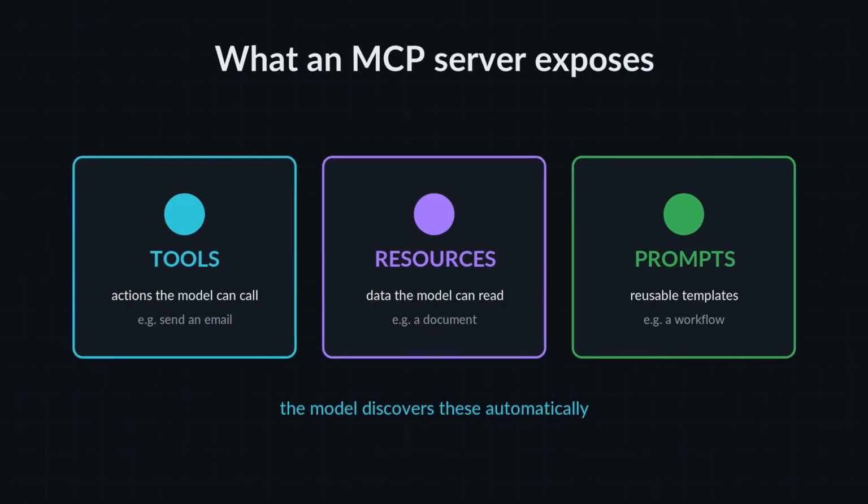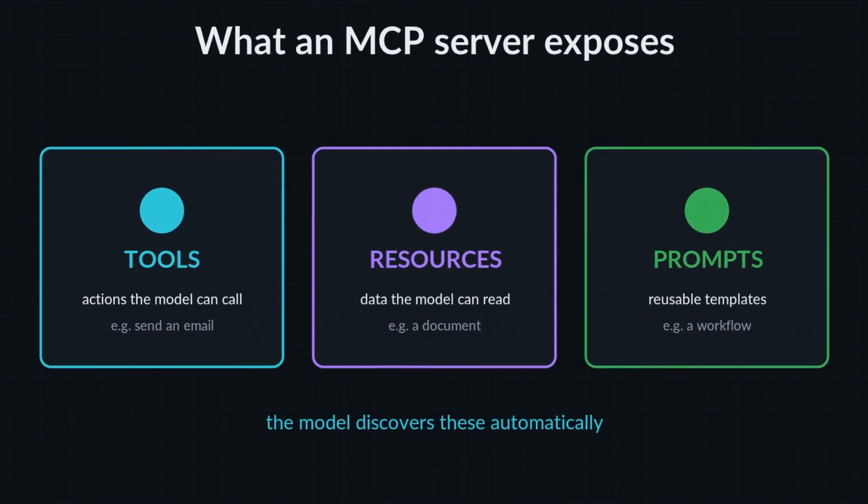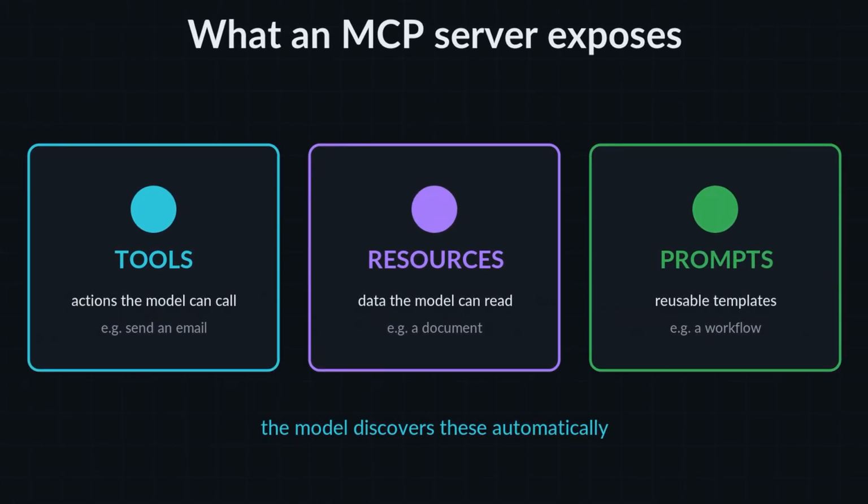An MCP server can offer three things: tools, actions the model can call, like sending an email; resources, data the model can read, like a document or a database row; and prompts, reusable templates. The magic is the model discovers these automatically. You connect a server and the model instantly knows what it can now do.